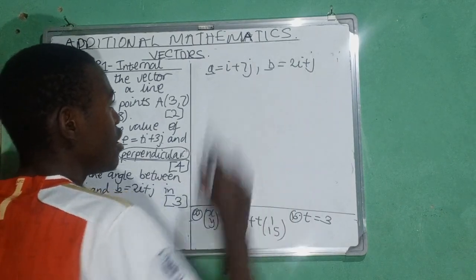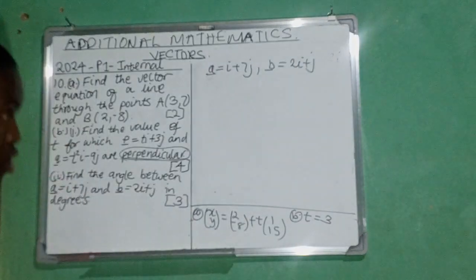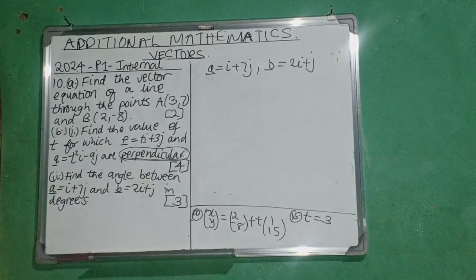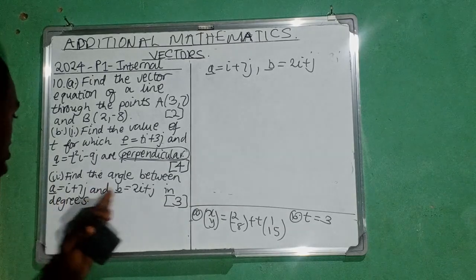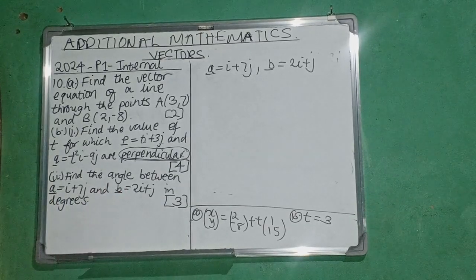then vector B being equal to 2i plus j, like that. So vector A is i plus 7j, and vector B is 2i plus j. They want us to find the angle between these two vectors in degrees. How do we find the angle between two vectors?